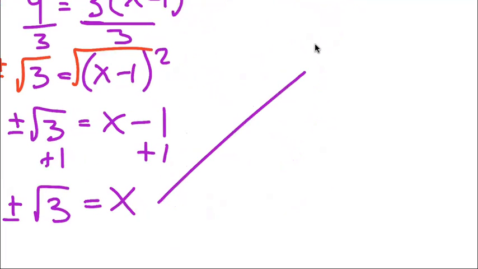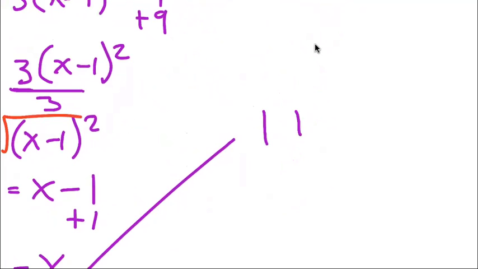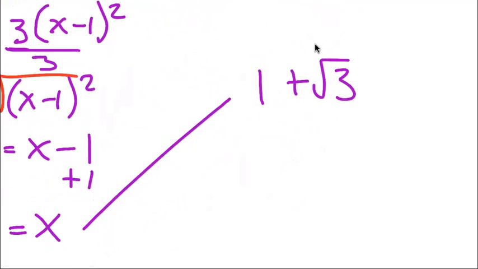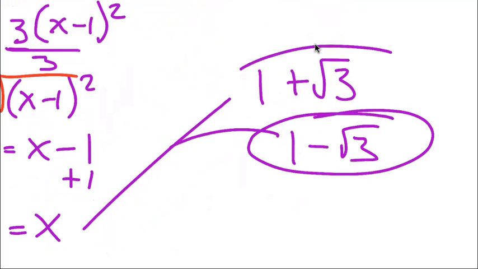So I'm going to go 1 plus square root 3. That's one of them. The other one is 1 minus square root 3. You can leave those as exact values unless the question specifies decimal points. Okay, so there's your two x-intercepts.